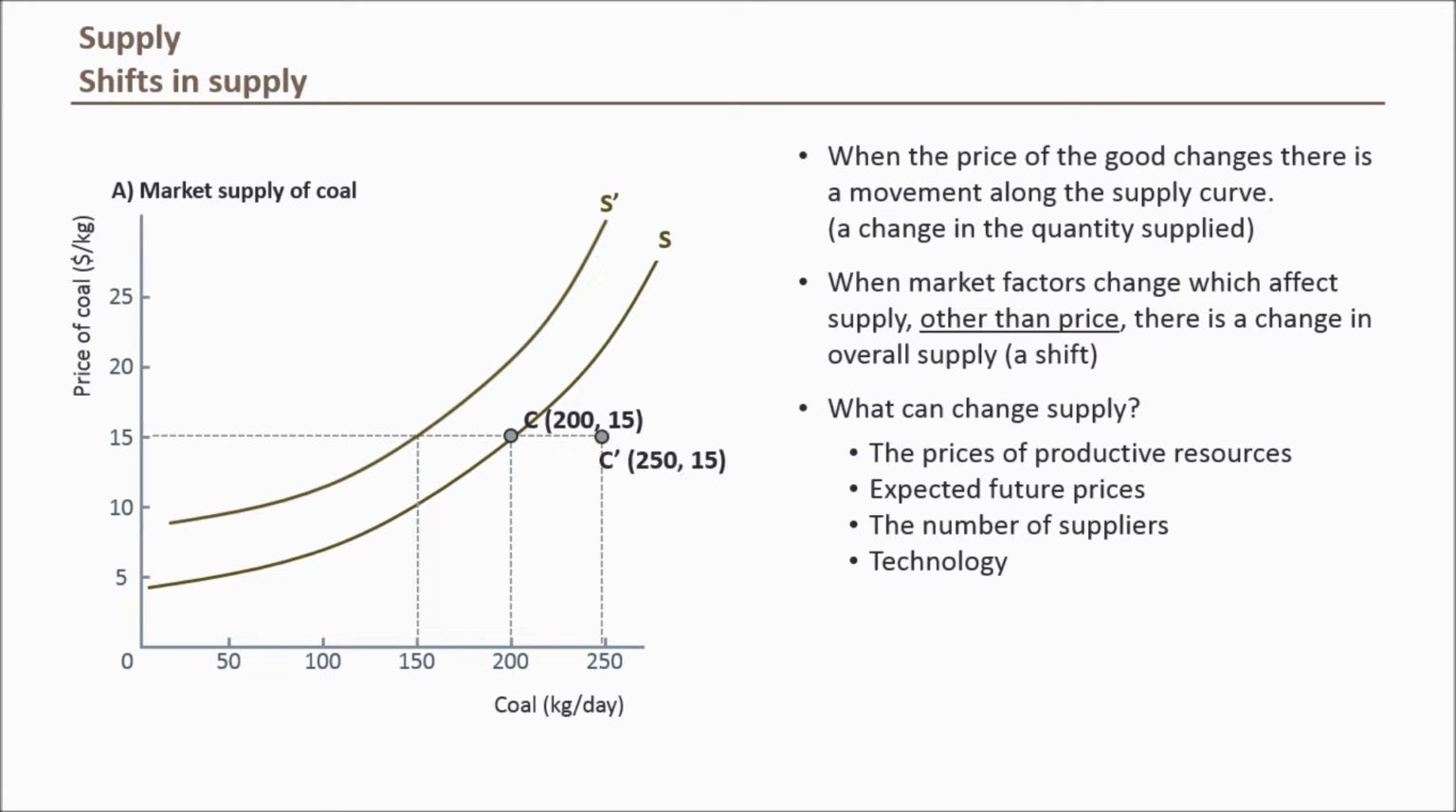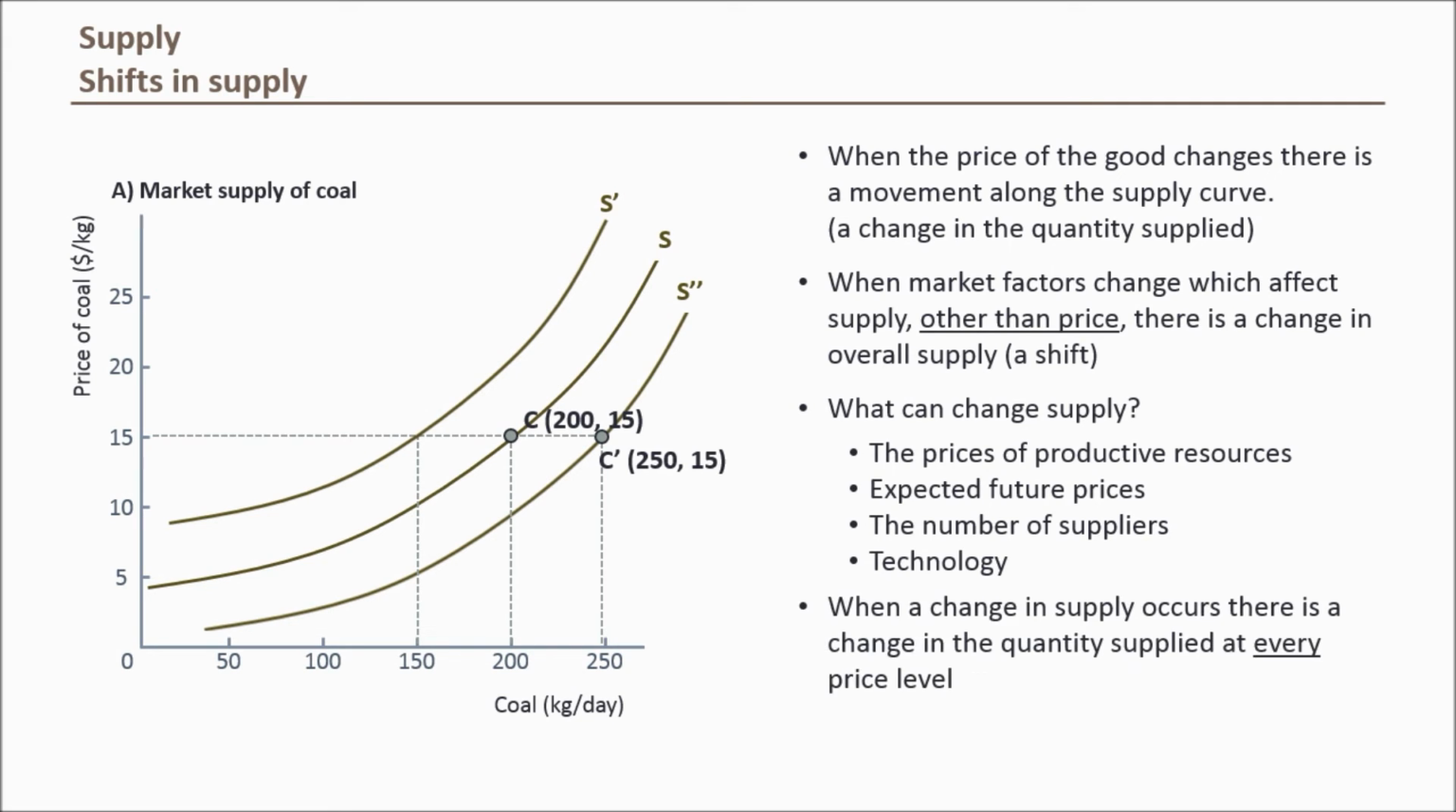So now we will see a rightward shift in supply because the mining firms in the region can now supply more coal per day for every price level. This increase in supply, not quantity supplied, is shown by the supply curve S double dash. Remember, quantity supplied refers to the point on the supply curve, whereas supply refers to the entire supply curve shifting for all price levels.